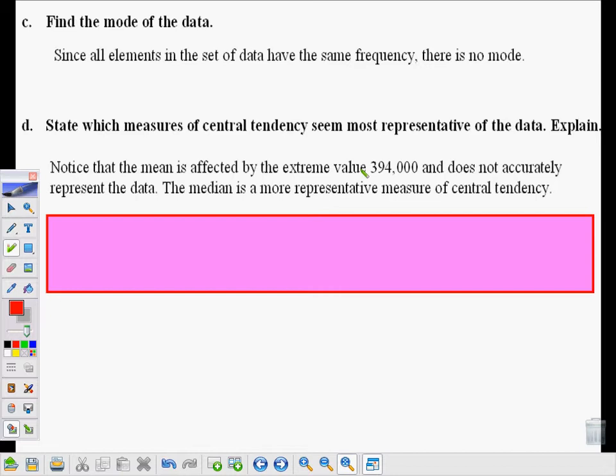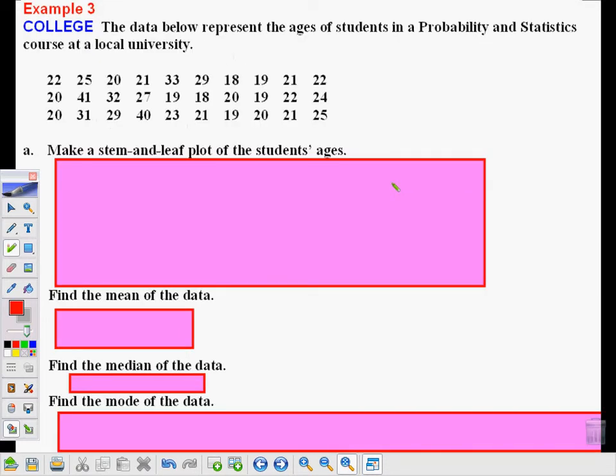Because the only impact this big value has on there is that it's just another data point in the top range, sorry. Okay, cool. Let's move on.